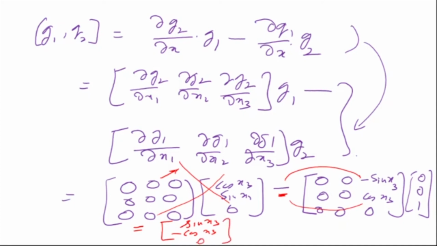So I have generated a third. This is my g3 now. This was one vector field, this was another vector field, and I have generated a third vector field now by using the Lie brackets. So this is what I call the Lie brackets.